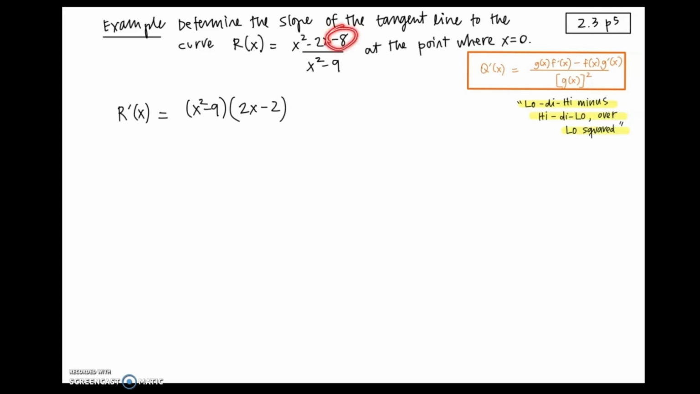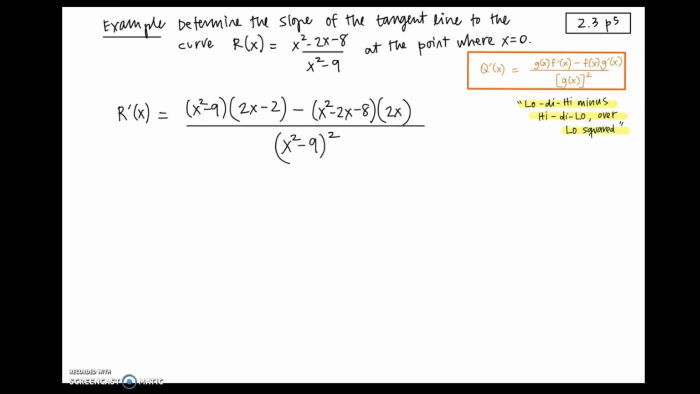The derivative of this is 0. And then we have minus high, so that's going to be x squared minus 2x minus 8, times the derivative of the low, so the derivative of x squared minus 9 will be 2x. The minus 9 goes to 0, and all of this will be over x squared minus 9, squared.